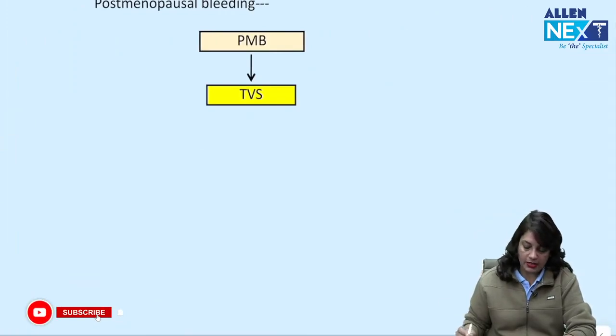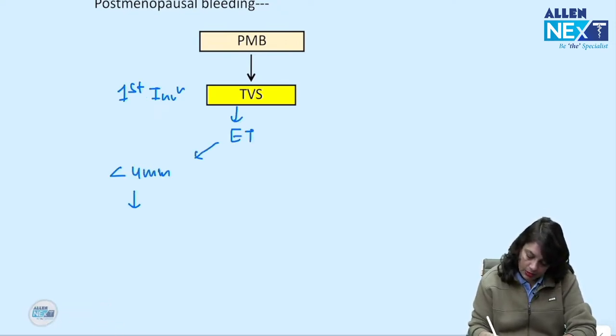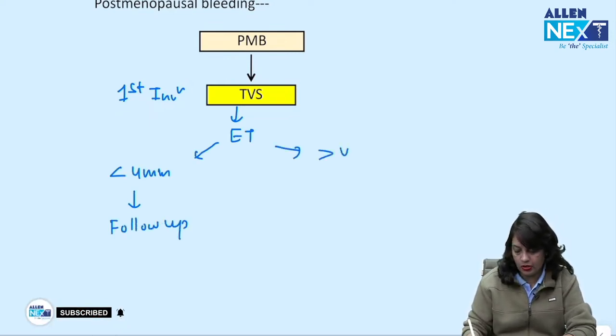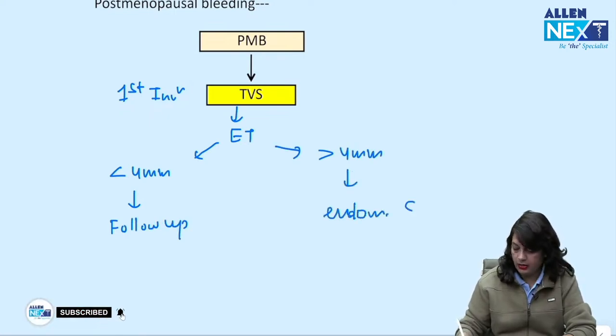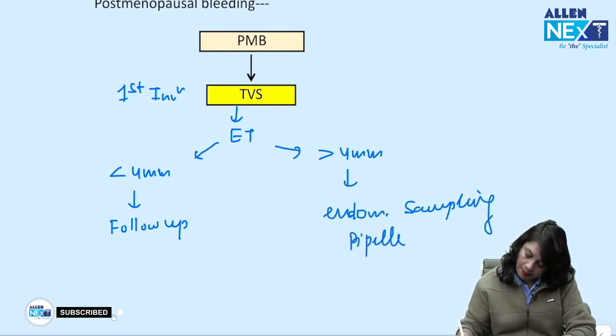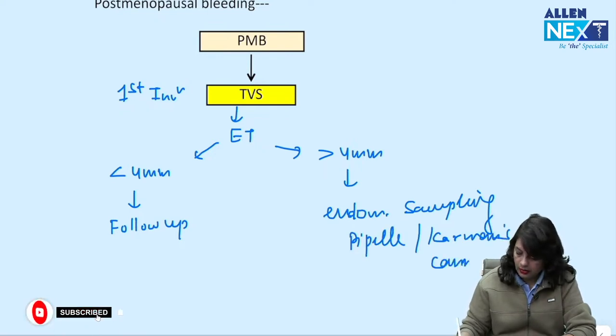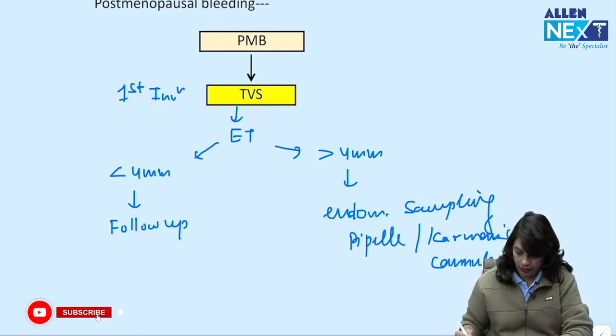Postmenopausal bleeding, first investigation to be done is transvaginal scan, and you check the endometrial thickness. If it is less than 4 mm, just a follow up is needed. If it is more than 4 mm, you can go for endometrial sampling using a pipette or Carman's cannula.